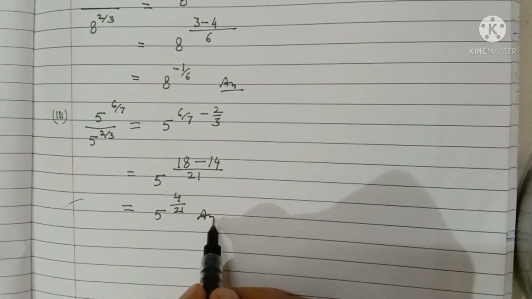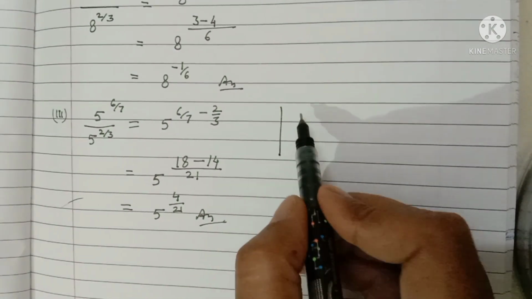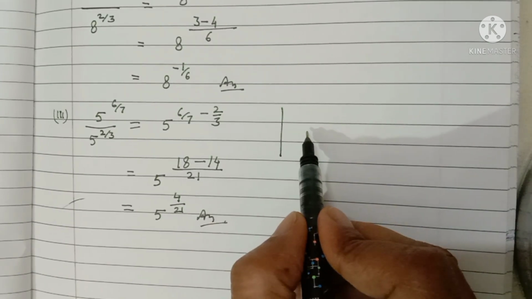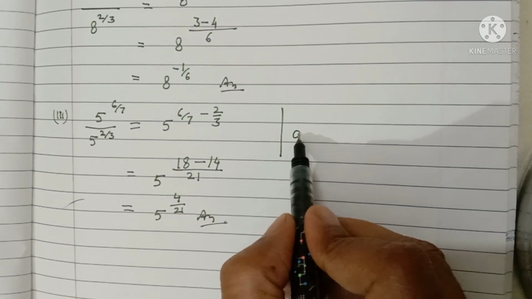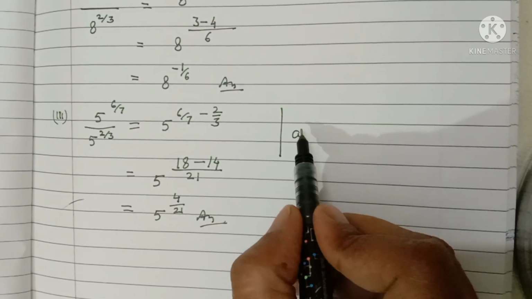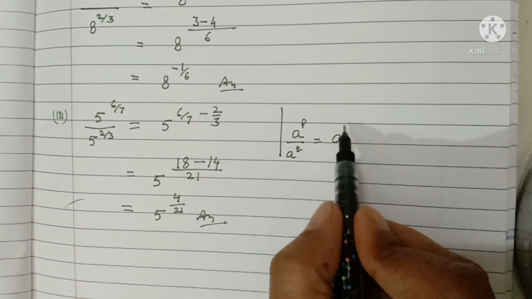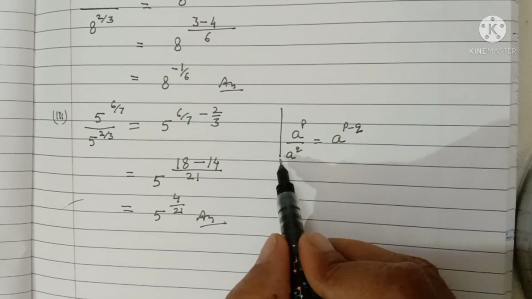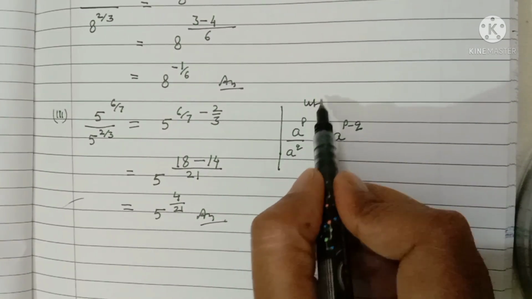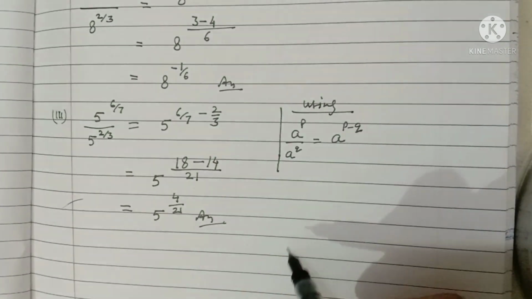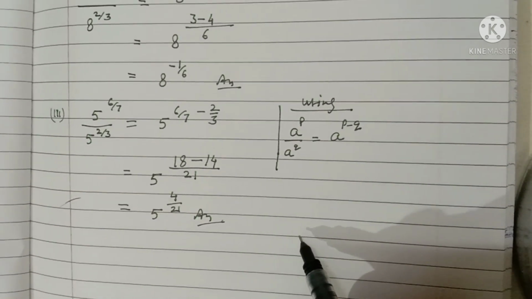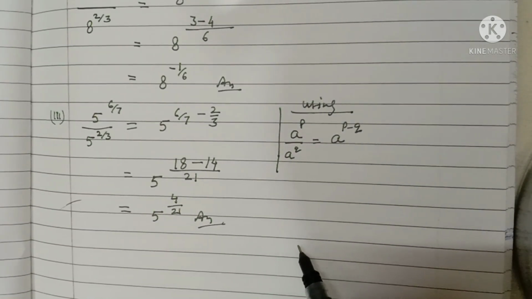This is the answer. And show which law you have used. a to the power of p upon a to the power of q is equal to a to the power of p minus q. Now come to the next question, question number third.